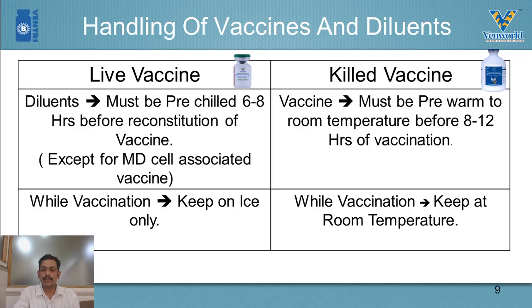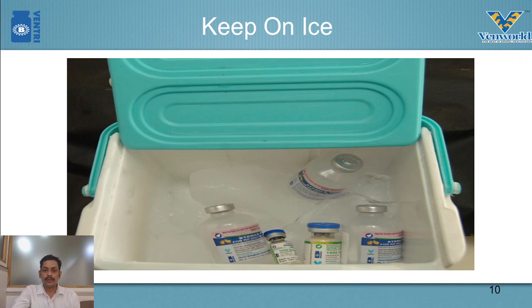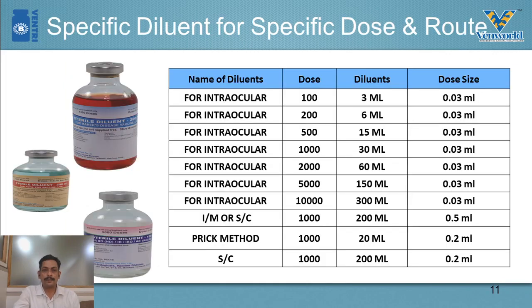During the vaccination, these killed vaccines are kept at room temperature. The live vaccines we should always keep on ice during the vaccination procedure. There are specific diluents available for the specific route, and depending upon the dose size they are available in the market. So please use the same specific diluents.